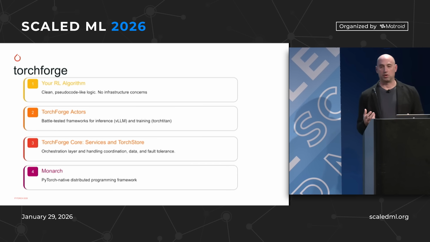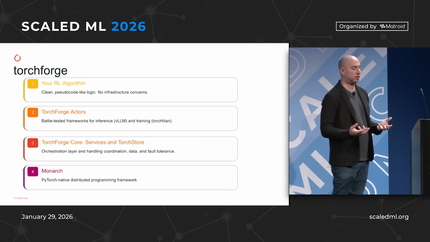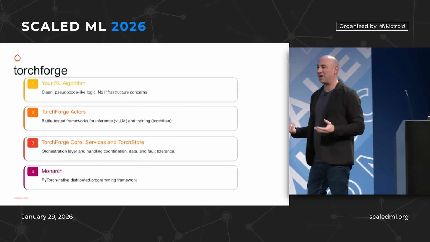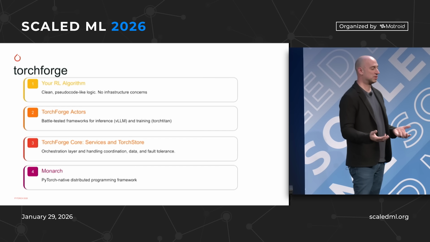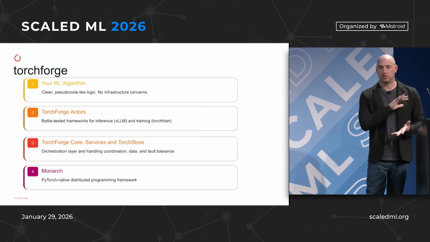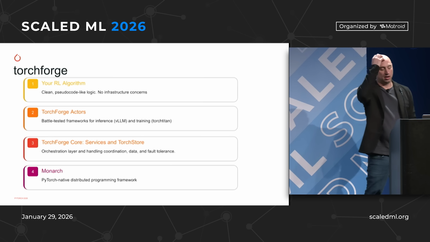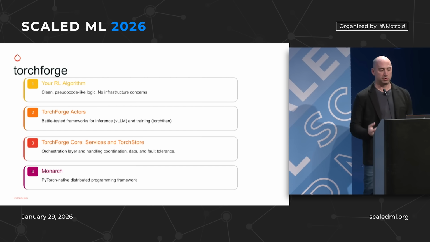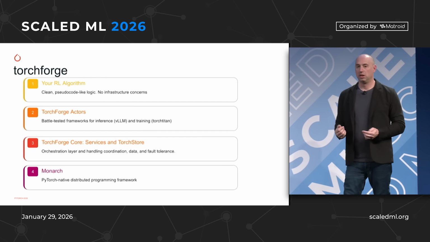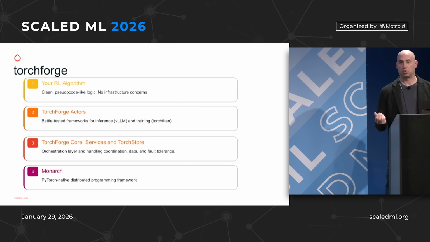Basically, TorchForge is an RL library that allows you to write pseudocode to write RL algorithms. What we found is the people who wanted to write RL were not infrastructure experts. We wanted to give them something simple, very Pythonic, very PyTorchy, let them run things, and handle all the infrastructure underneath. The primitive in TorchForge is what's called an actor. An actor could be a generator, could be a trainer. A generator is something like vLLM, and the trainer could be TorchTitan.